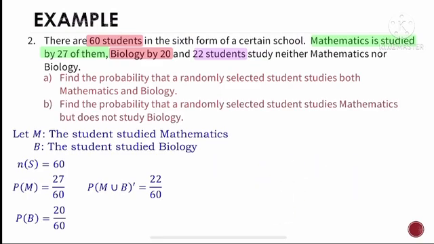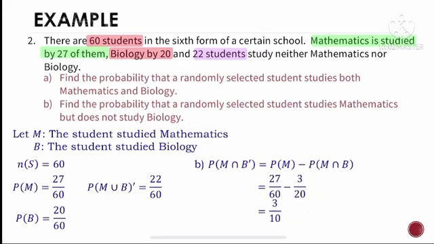Question B is find the probability that a randomly selected student studies mathematics but does not study biology. This means P(M ∩ B') and it equals P(M) minus P(M ∩ B). So substitute the values and solve for the answer.